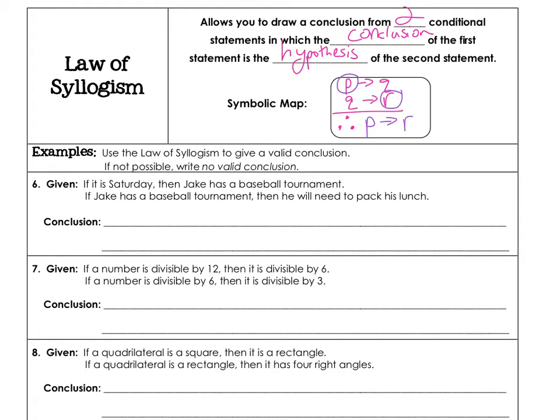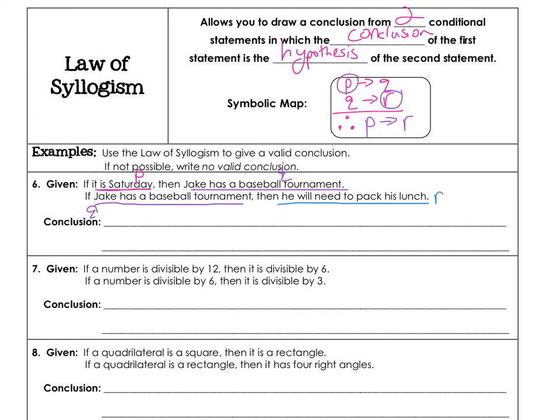That's how we can write our conclusion. So on number 6, if it is Saturday, and I'm going to color code this, there's my letter P. Then Jake has a baseball tournament, so we're going to say that's our letter Q. Doesn't matter what it is. Now the second sentence, we have to look at what the topics are. If Jake has a baseball tournament, that's the same exact wording as our top conclusion, so I'm going to do that in the same color because those do match up. And now this last one, then he will need to pack his lunch. Completely different topic, so we're going to call that letter R.